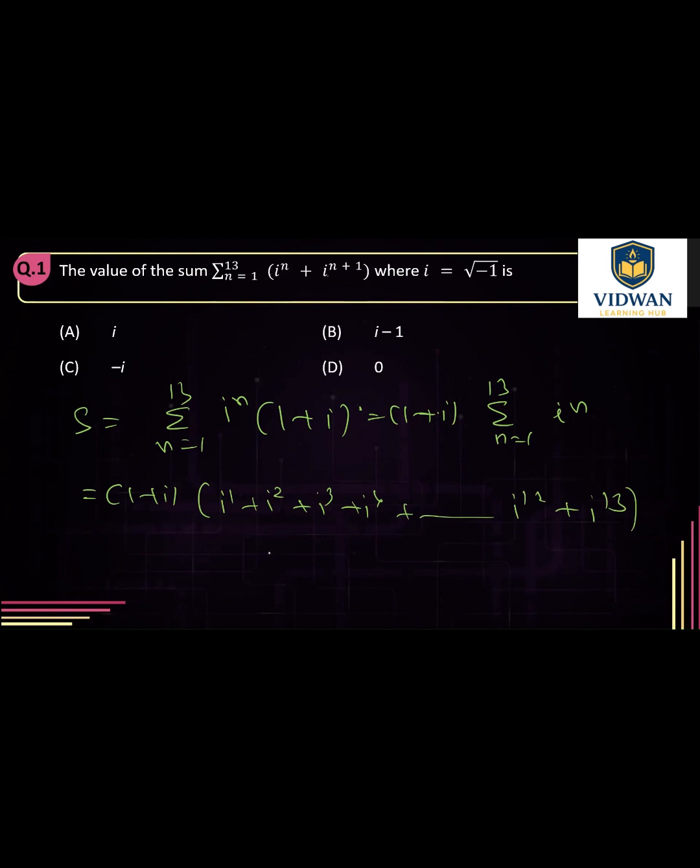So we have a property that whenever you add 4 consecutive powers of i, the sum is always 0. So from 1 to 4, it will be 0. From 5 to 8, it will be 0. Like what I'll do, 1 plus i into, so if I write down this as groups, i power 1, i power 2, i power 3.